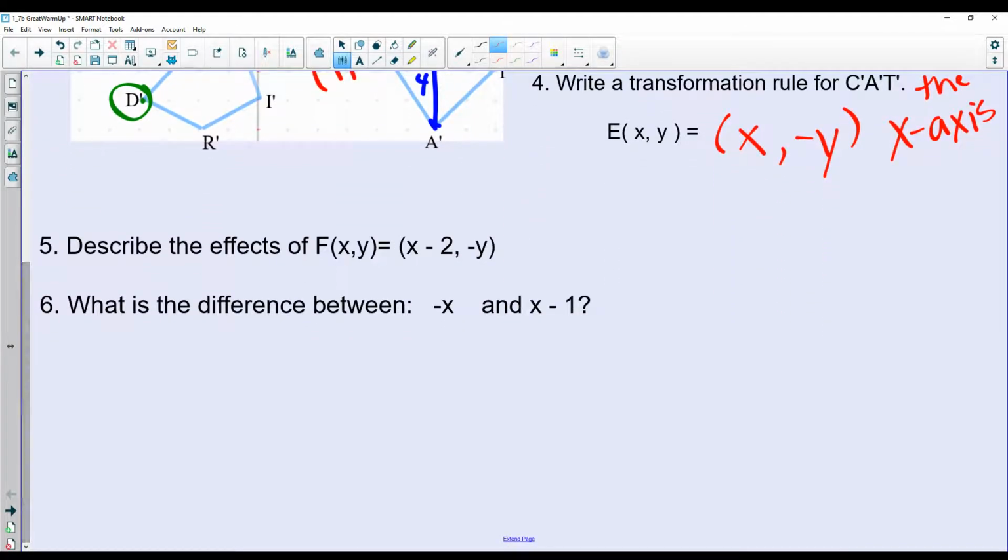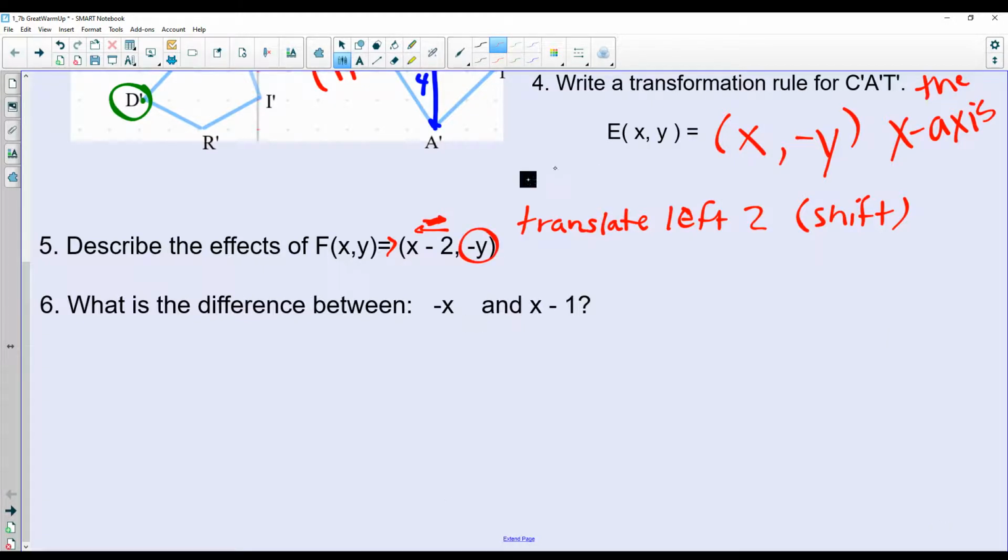Let's take a look here. Describe the effects of f of x, y turning into x minus 2 and -y, right? So let's see, x minus 2, that would be a shift, oops, to the left 2, okay? So we know that it translates left 2, right? So that is a shift, right?